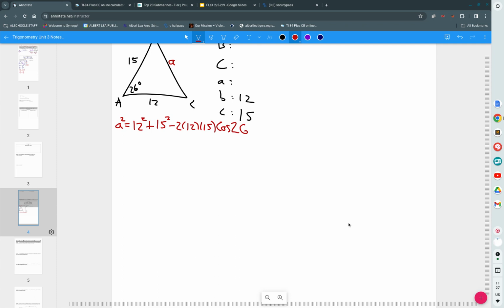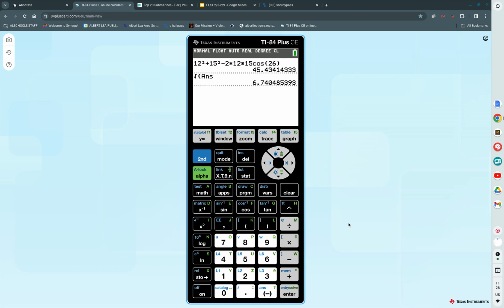Okay. So the benefit of having a real calculator is it understands order of operations. Your phone does not understand order of operations. So I'm going to type all this in all at once. Don't worry about trying to work all of it through or individually. Just type in 12 squared plus 15 squared minus 2 times 12 times 15 times the cosine of 26. You just type that all in, and your calculator is going to give you a nice result.